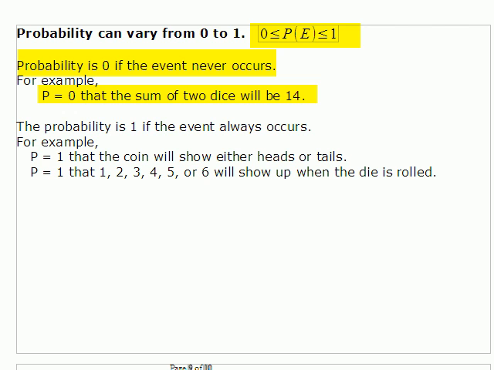The probability is 1 if the event has to occur, no matter what. For example, if you're flipping a coin and you say, what's the probability it will be either heads or tails? Well, its probability is 1 because it's going to be either heads or tails. So anytime you calculate a probability and it's greater than 1 or less than 0, you need to go back and look at that again because something's wrong.